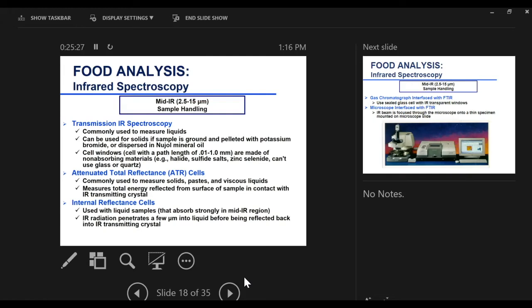Internal reflectance can be used for liquid samples. So liquid samples can also be used in reflectance. The light goes in for a few micrometers into the liquid, and then interacts with the molecules in the liquid. Some molecules absorb some of the light, and the rest of the light is reflected.